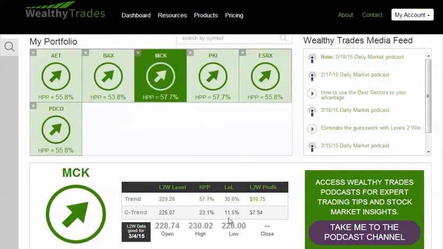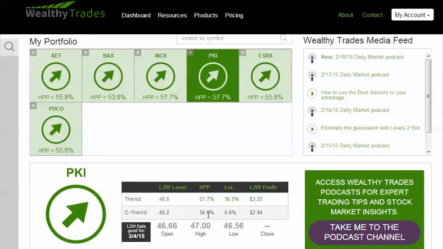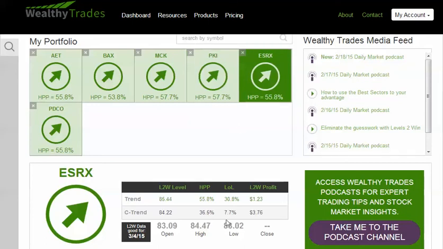MCK meets the requirements. Again, I want to see half or less than half on the counter trend side, more than half on the trend side, and profitable on both levels to win profits. PKI meets the requirements. This one's great. Hits the trend side on a very frequent basis. It's got a very narrow spread here. It's profitable. It doesn't hit the counter trend side all that often, but it's got a very wide spread, which is great, and it's profitable. PKI is excellent. ESRX, same thing. This one's phenomenal. Not that big of a spread here. Really wide spread here. Profitable on both sides.